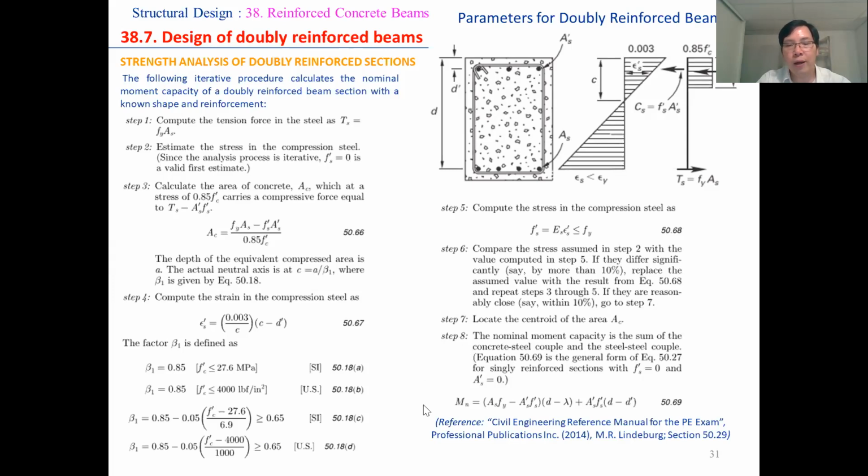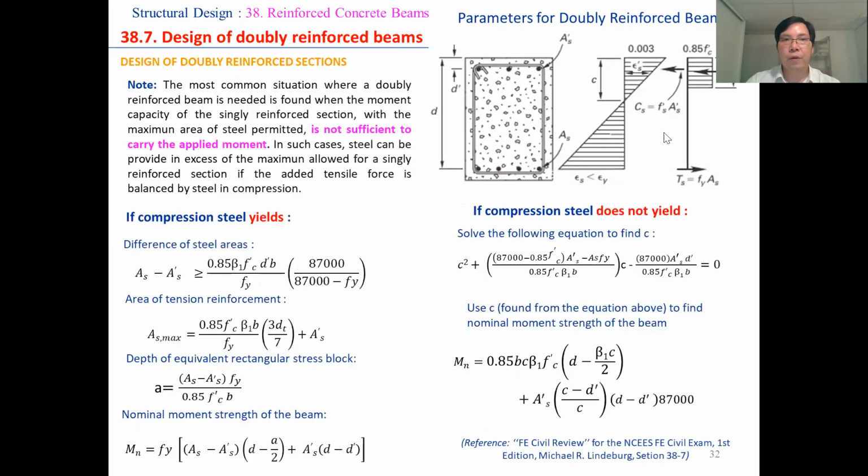So you can calculate the nominal moment capacity in function of different parameters written in this equation. So now we pass to the next slide. In this slide, I show you some equations for the design of a doubly reinforced section.